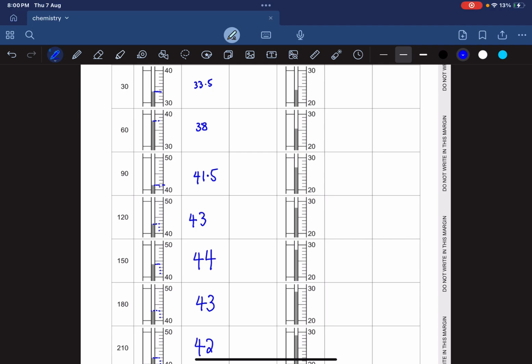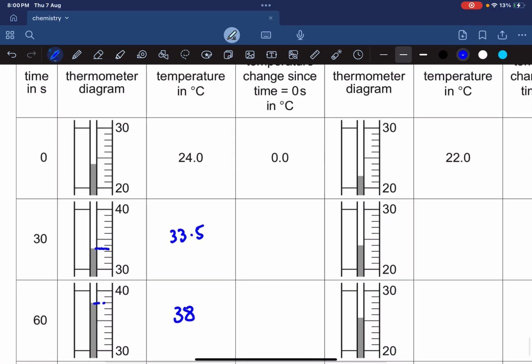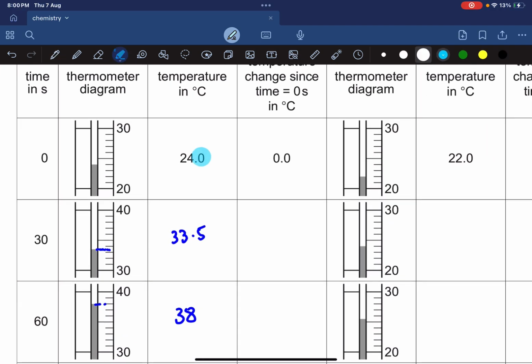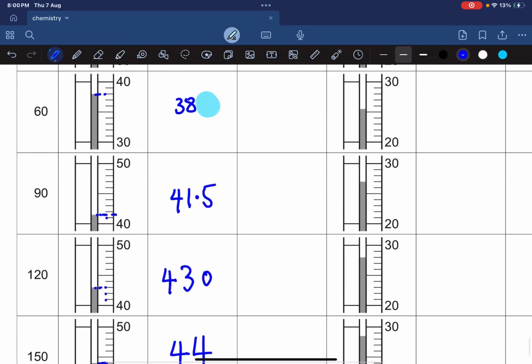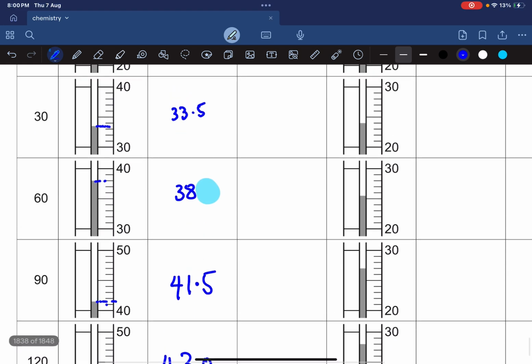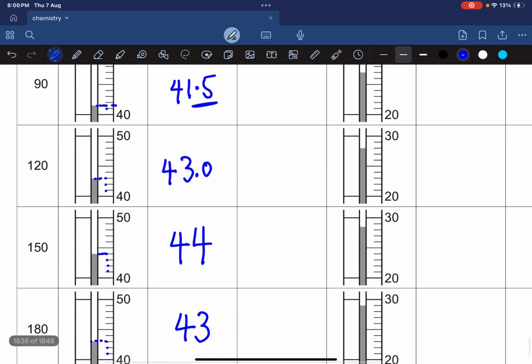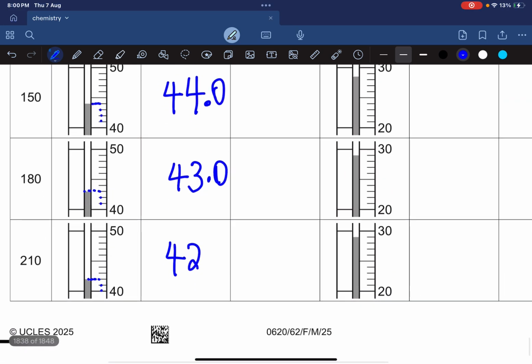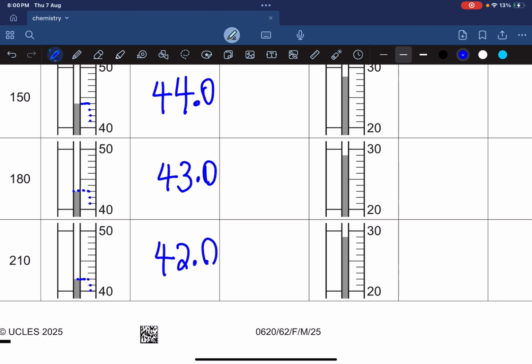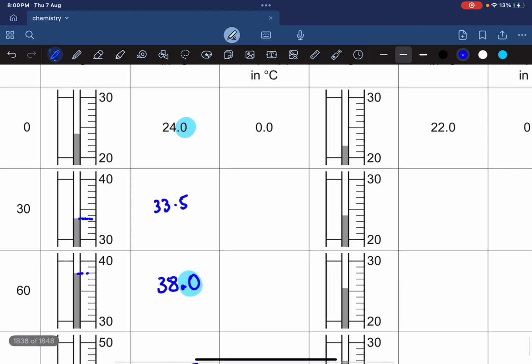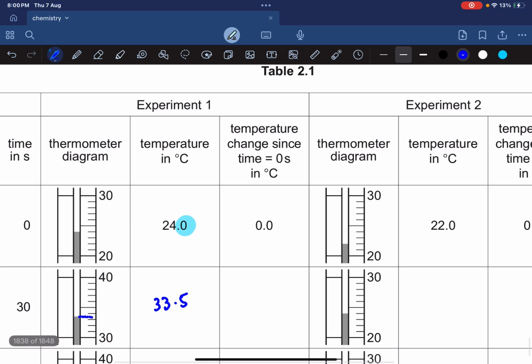There's a very big mistake. The precision of the thermometer is to the nearest 0.5, and I have missed a 0 over here. After the decimal, I have to put a 0.0 over here, a 0.0 over here, because look, the precision of the thermometer, if I don't write 0.0, my marks are going to be deducted. So it has to be like this. And I have to write the temperature change since time 0.